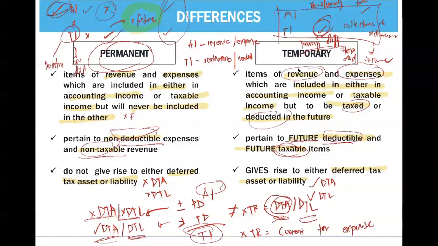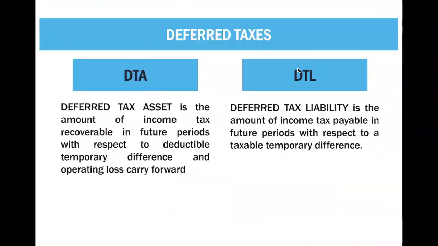How to compute for your current tax expense? Current tax expense is equal to your taxable income multiplied by tax rate. While to compute your deferred tax asset or deferred tax liability, you just get your temporary differences and multiply it to your tax rate. Later, we will discuss when is it DTA or deferred tax asset and when is it deferred tax liability. Okay?